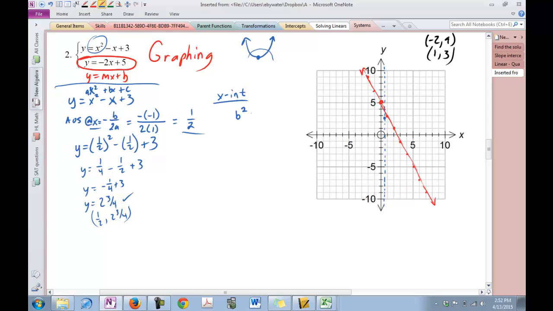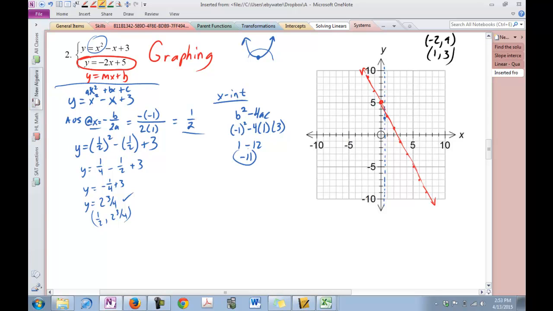Hopefully you remember the discriminant, the b squared minus 4ac. That's the stuff under the square root in the quadratic formula. So b is -1, so -1 squared minus 4 times a, which was 1, times c, which is 3, and that'll be 1 minus 12. 4 times 1 is 4, times 3 is 12, which gives me a -11.